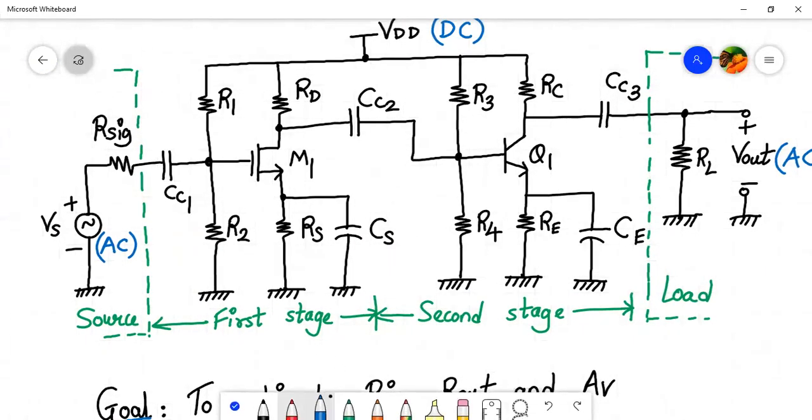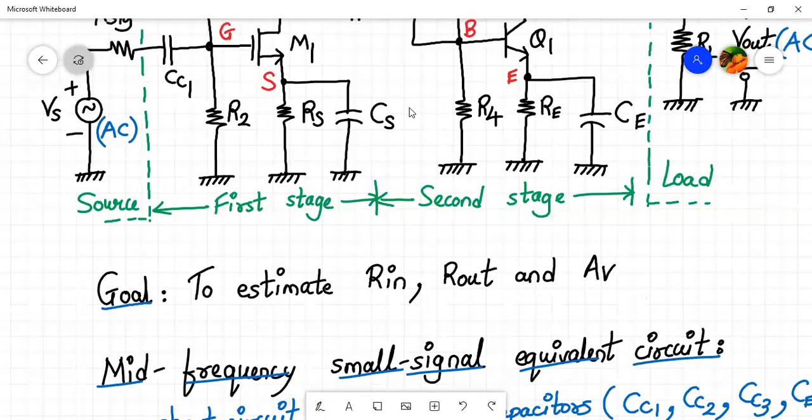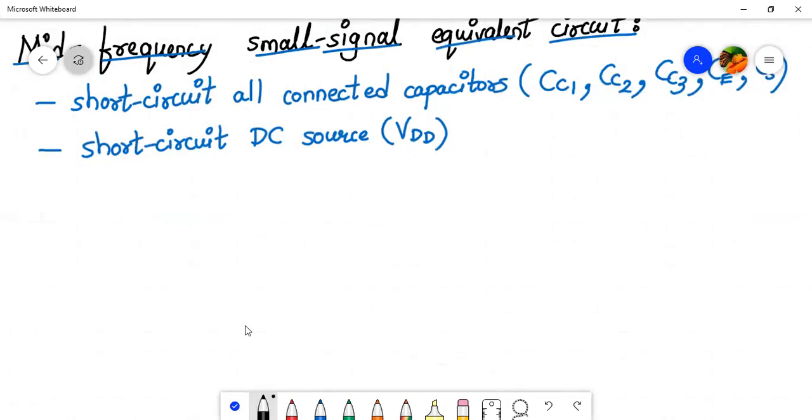Before going there, let me mark the terminals over here. So this is my gate terminal, drain, and source. Over here I have a base, collector, and emitter. Okay, so it's very, very important. That will help you to draw the mid-frequency equivalent circuit without any problem. So let us first draw the small signal model for M1 and Q1, right? So I will require some space over here. Yeah, so let me first draw the small signal model for the MOSFET.